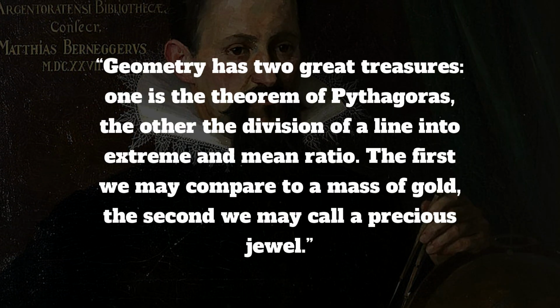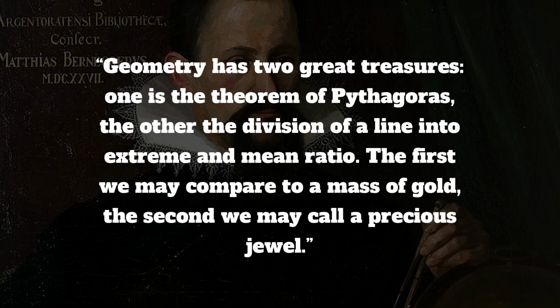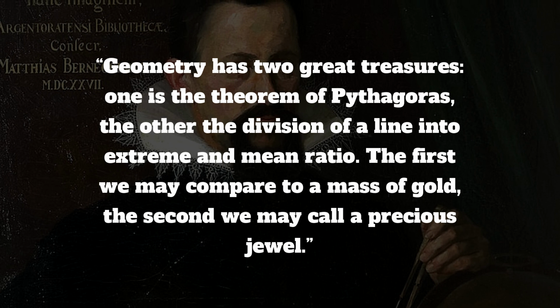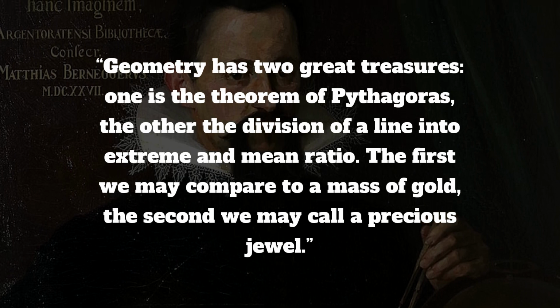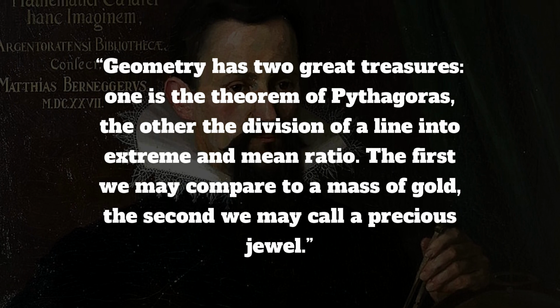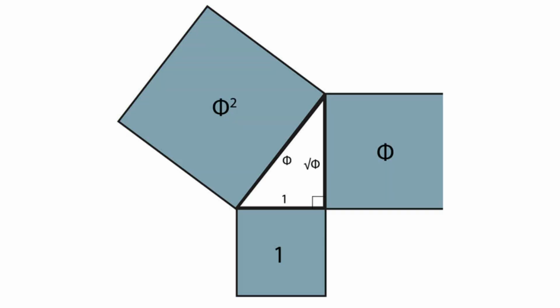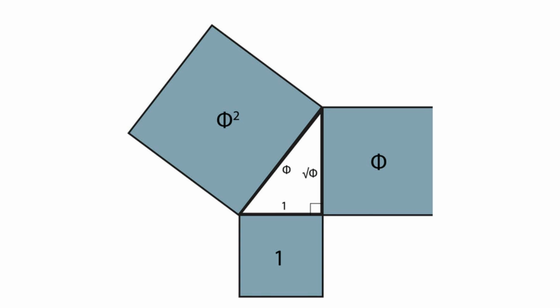As he wrote, geometry has two great treasures. One is the theorem of Pythagoras, the other the division of a line into extreme and mean ratio. The first we may compare to a mass of gold, the second we may call a precious jewel. Kepler realized that if you let a be 1, b be square root of phi, and c be phi, then both equations are satisfied. This means that a triangle with sides of lengths 1, square root of phi, and phi is a right triangle. This triangle is now known as the Kepler triangle.